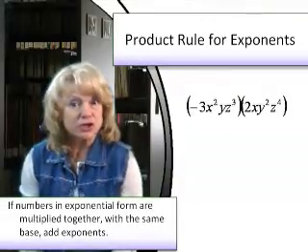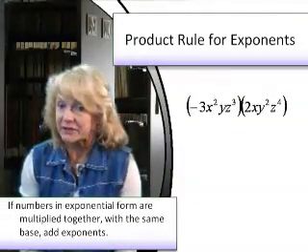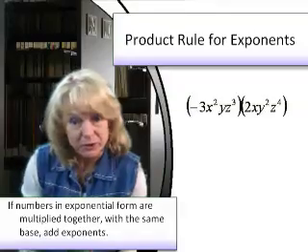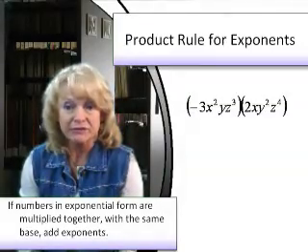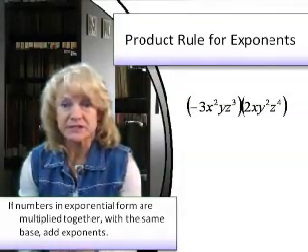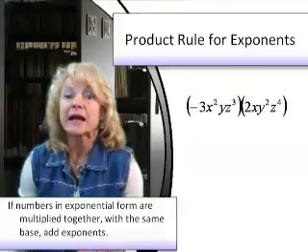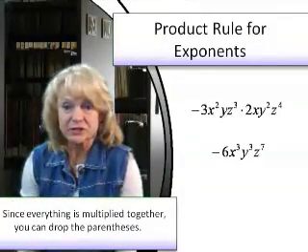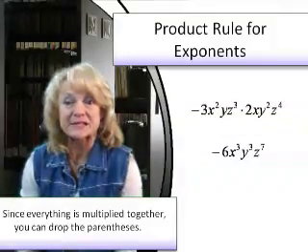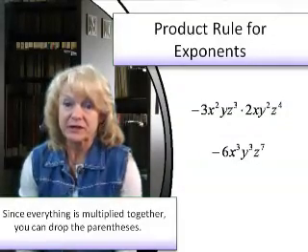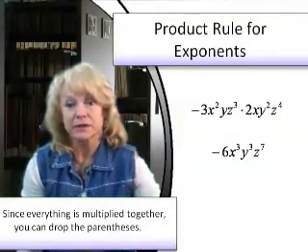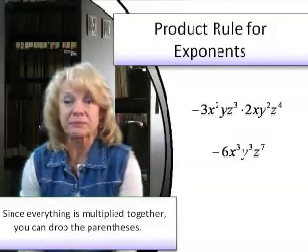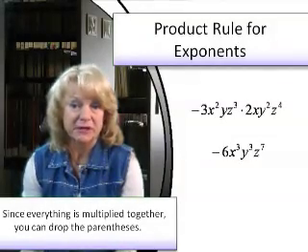Notice how there are 2 parentheses multiplied together and that there are not exponents on the outside of the parentheses. Because of this, the parentheses can be dropped and the product rule applied. After the parentheses are dropped, we see that everything is multiplied together. Multiply the constants as usual, placing out in front, and then apply the product rule to the numbers in exponential form.